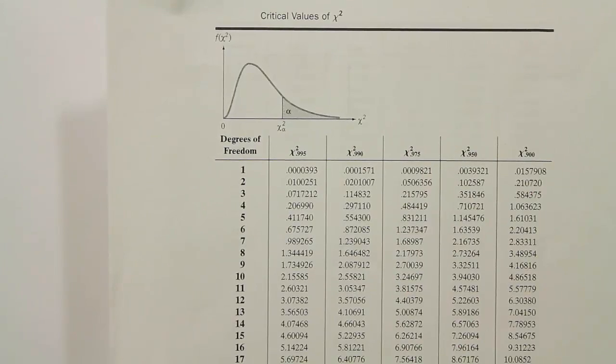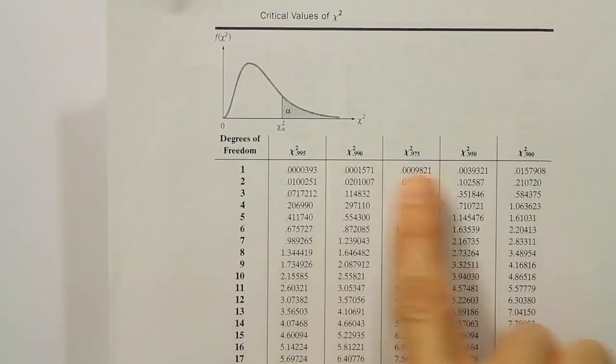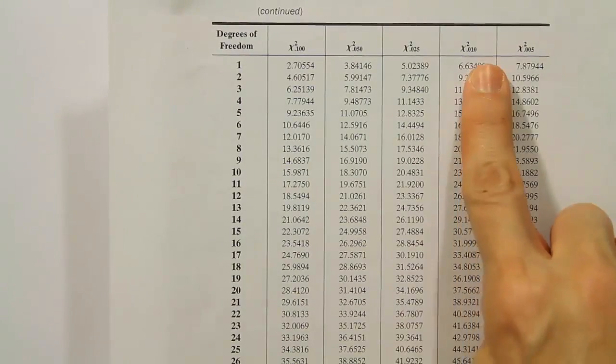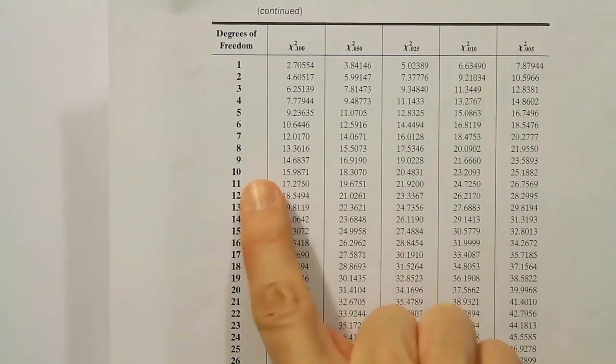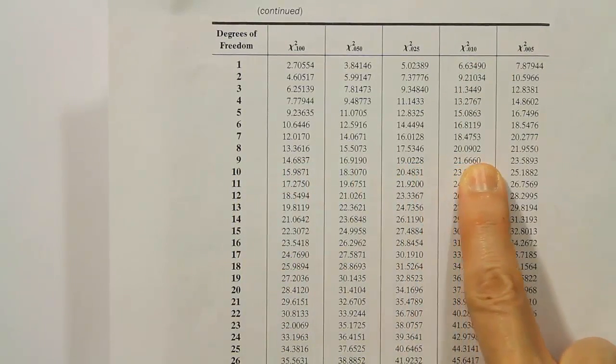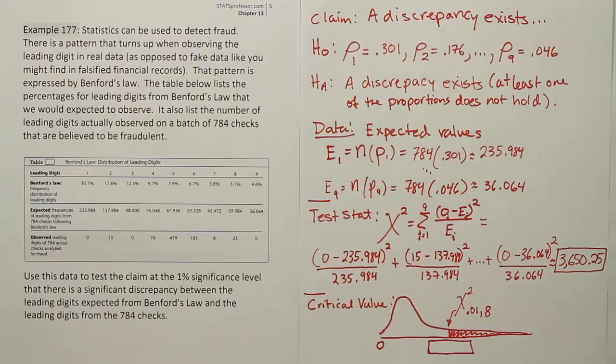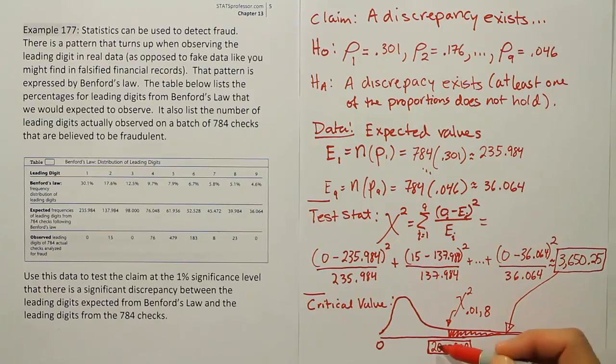Okay, so we're looking for the 0.01 column, which is not on this first page, so we'll go to the second page of the table. And on that second page of the table, we see 0.01, and we want to go down to 8 degrees of freedom, and we find the answer 20.0902. Okay, so we found the answer 20.0902. Now, that critical value, while it's pretty large, it doesn't compare to 3,650. So clearly, this critical value is to the left of our test stat.